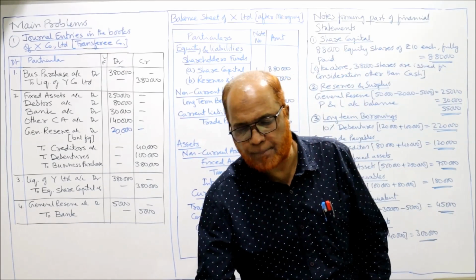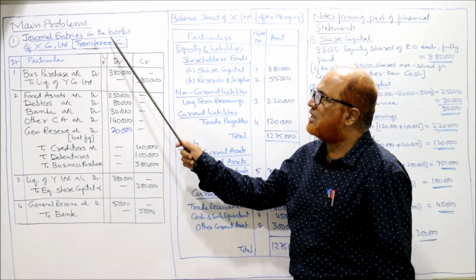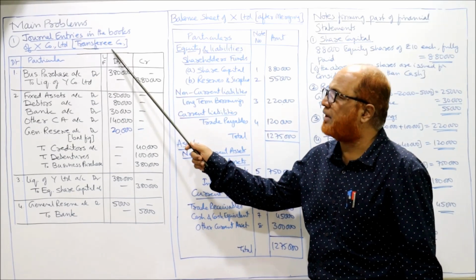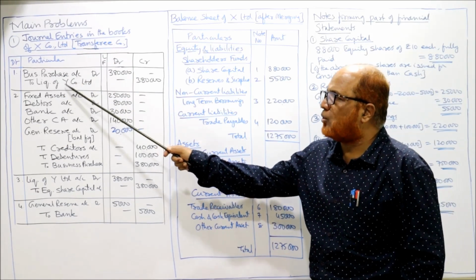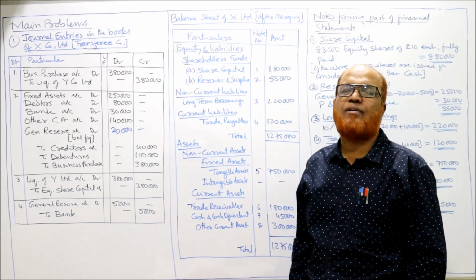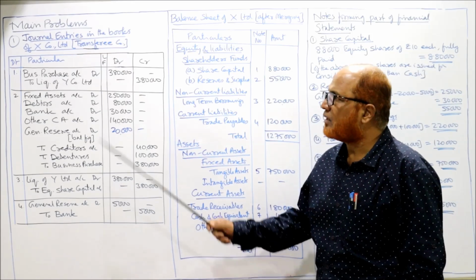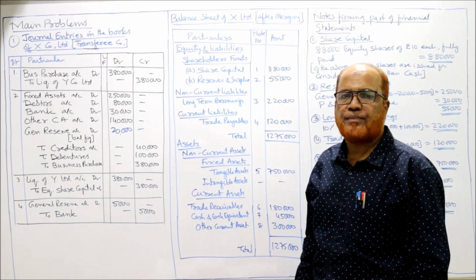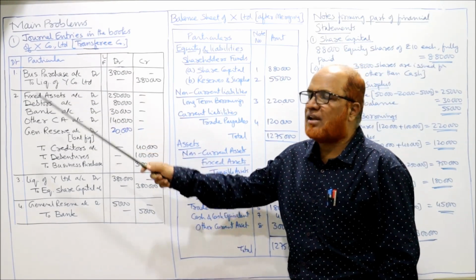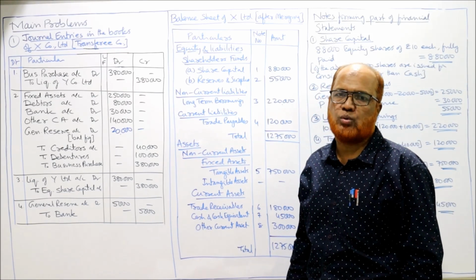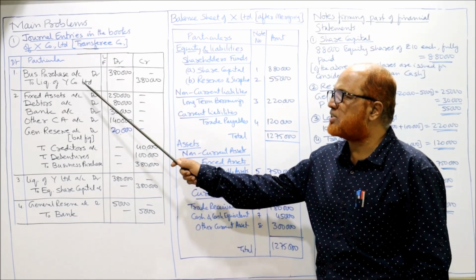Now I'll explain from the beginning. Journal entries in the books of X company limited, transferee company, purchasing company. Business purchase account debit to liquidator of Y limited. Y limited is the vendor company, transferor company. 3,80,000 is the PC. After writing this, give the narration: being the business purchased and PC due.